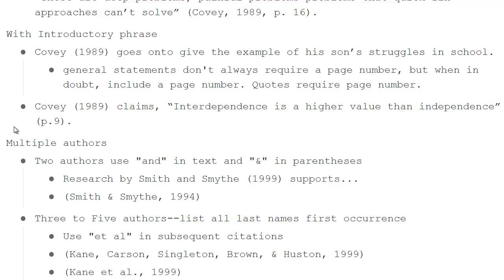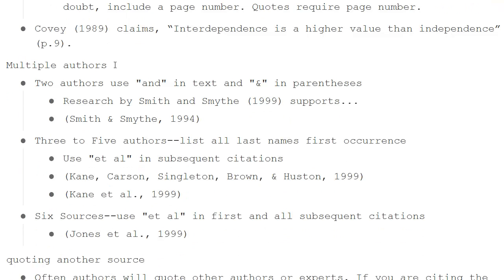One is the special situation of multiple authors. Now, two authors, we're going to use "and" in the text and the ampersand symbol in our parentheses. What do I mean? If I'm doing a signal phrase, research by Smith and Smythe, 1999, supports. I'm writing out my "and." I don't want to use that ampersand in the body of my sentence. That's kind of clunky and not professional. So my sentence is research by Smith and Smythe. I put my year in parentheses, just like I did in my basic example. I go on to explain what I mean, supports, and then at the end of that sentence, if I needed to, I would do my page number.